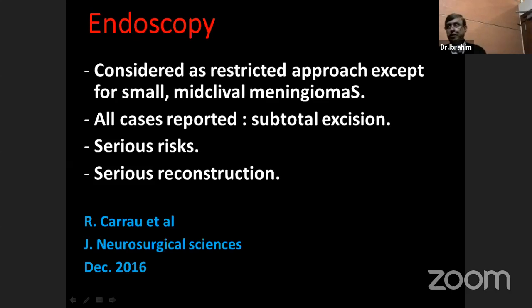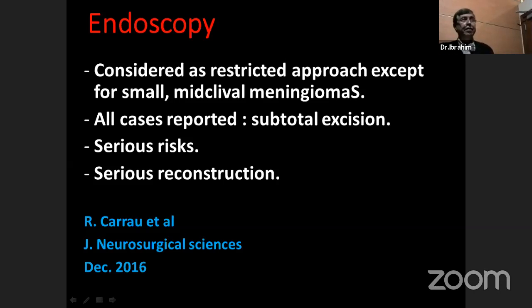But wouldn't the inability of controlling bleeding the way a surgeon would like be a major hurdle for this? Absolutely it is. Absolutely. No doubt about it. Because no matter how good the surgeon is, as you very well know, bleeding will happen.